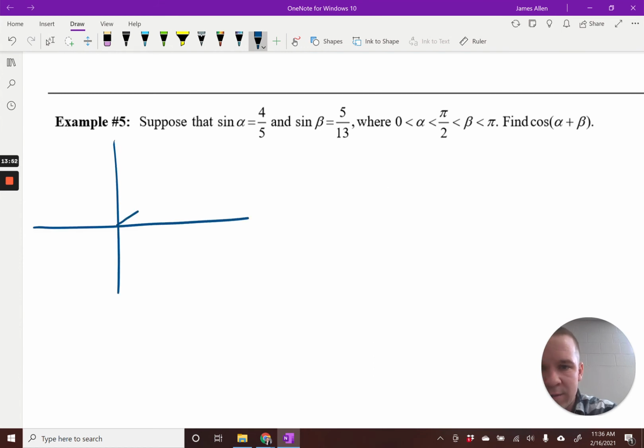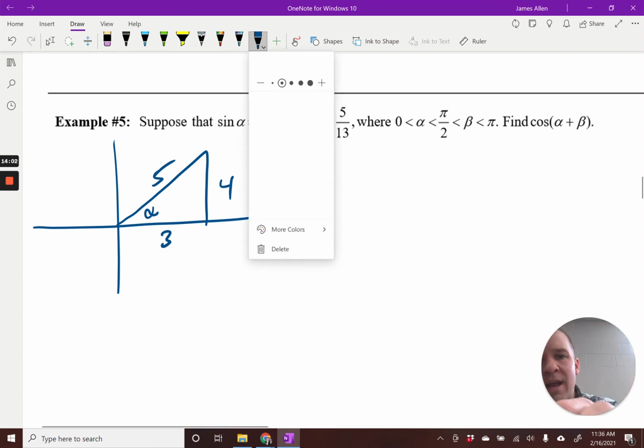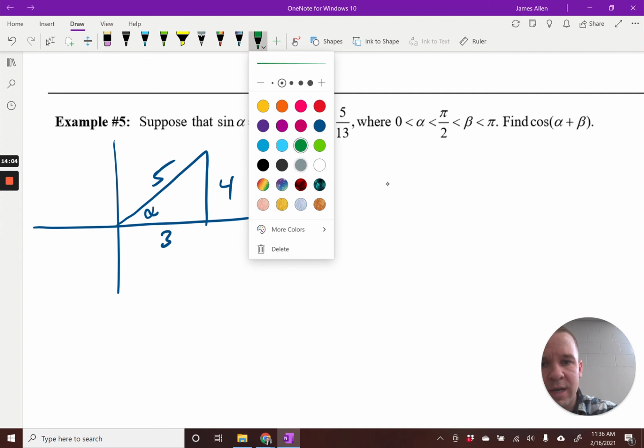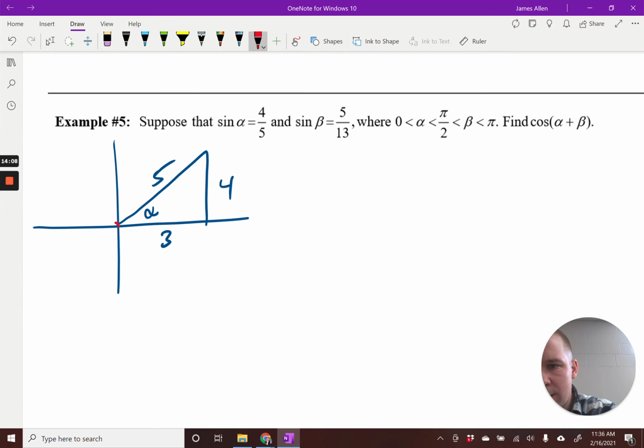So in the first quadrant, this is my alpha. And sine is opposite over hypotenuse. And I remember honors geometry because I've taught it for 9 years. That's a 3, 4, 5 triangle. And then I'll go with a different color. We're going to go red. All right. And in the second quadrant, this is my beta. And I'm going to have sine is opposite again over hypotenuse. That's a 5, 12, 13 triangle.